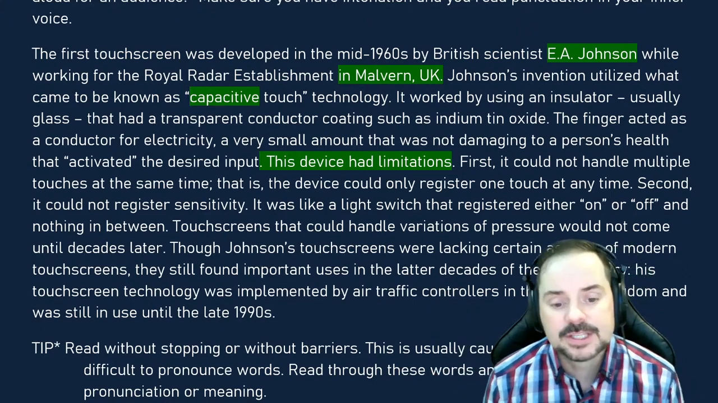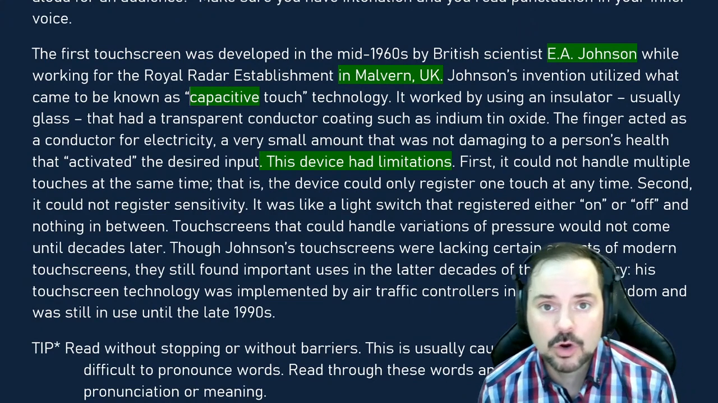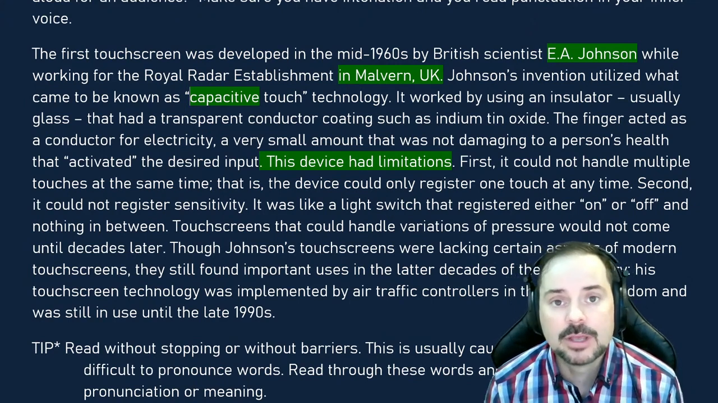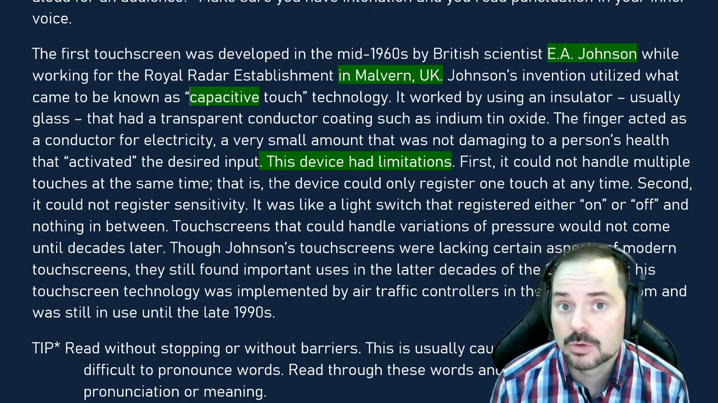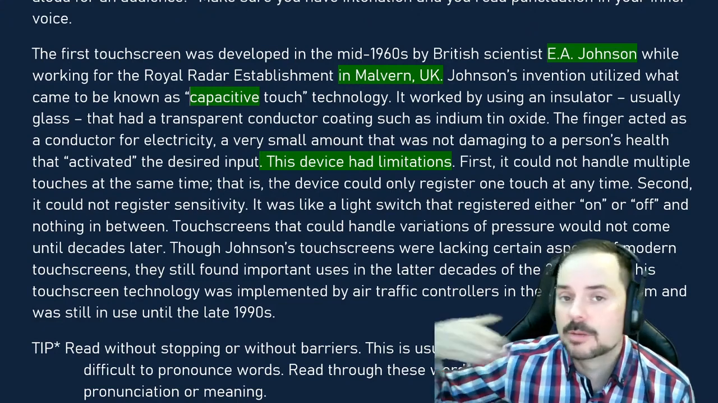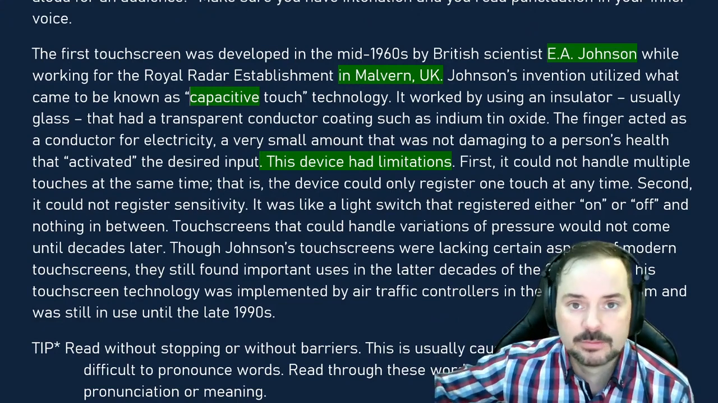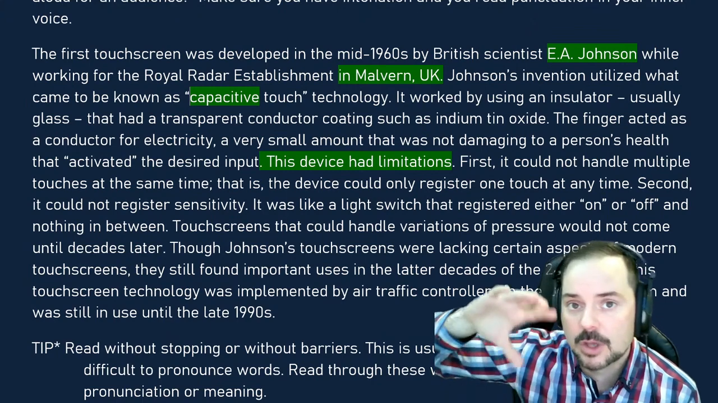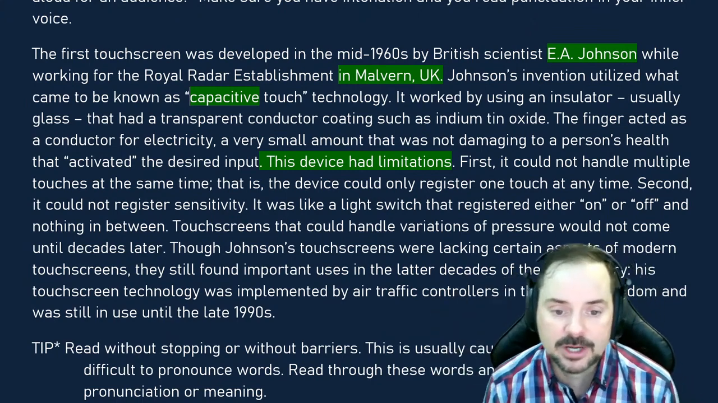So this is the kind of practice that you want to do at home so that you don't trip up. Now, in the real IELTS, if you see new words, just read through them. Don't worry about the pronunciation. Don't worry about the meaning. Just read through so that you can get the overall meaning of the paragraph.